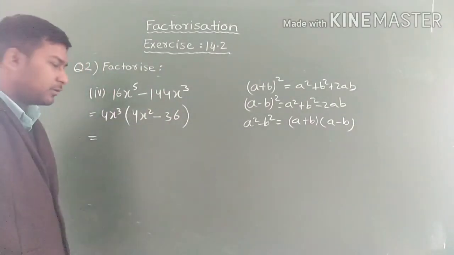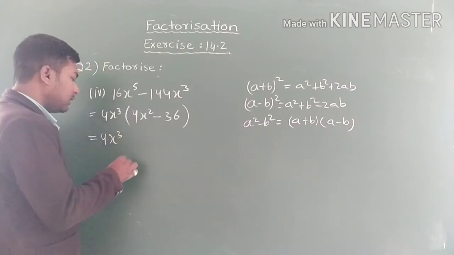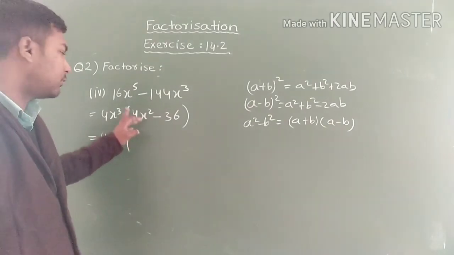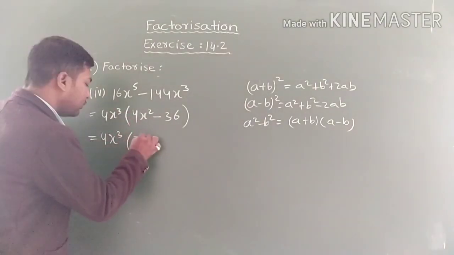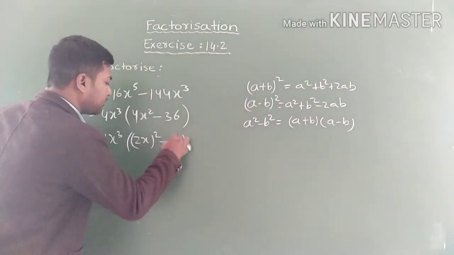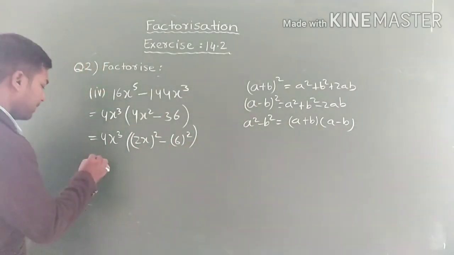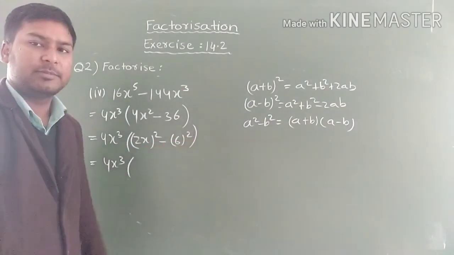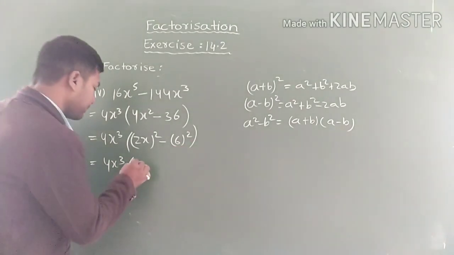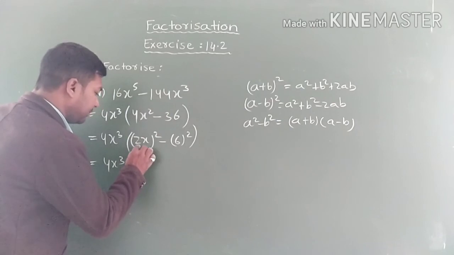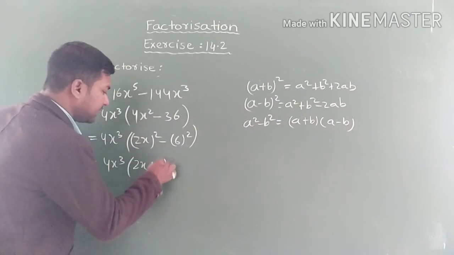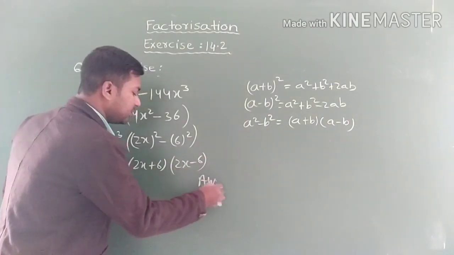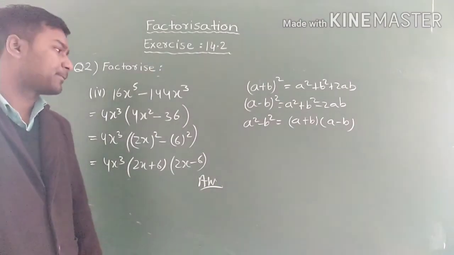Now next step, this is 4x cubed and this will be 4x square. We can write 2x whole square because 4 is the square of 2. So we can write 2x whole square minus 6 square. Now it will be 4x cubed times a square minus b square. So it will be a plus b, a minus b. So 2x plus 6 and 2x minus 6. This is the final answer.